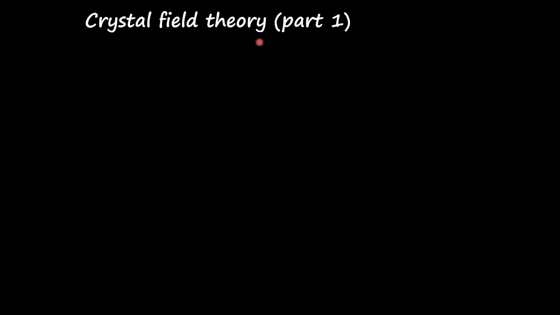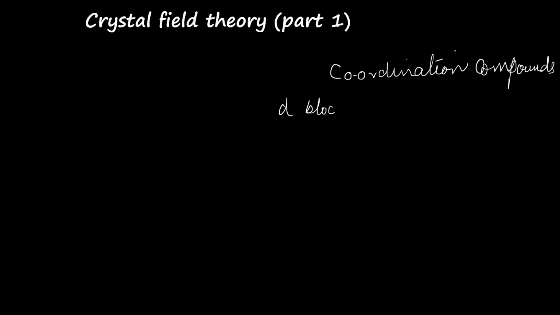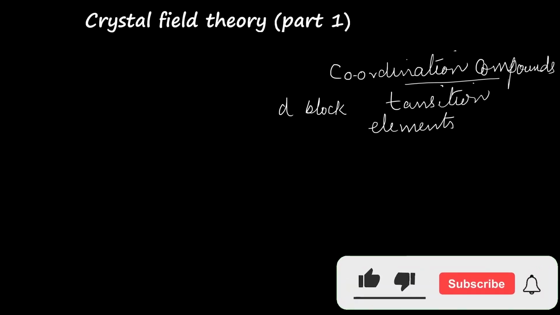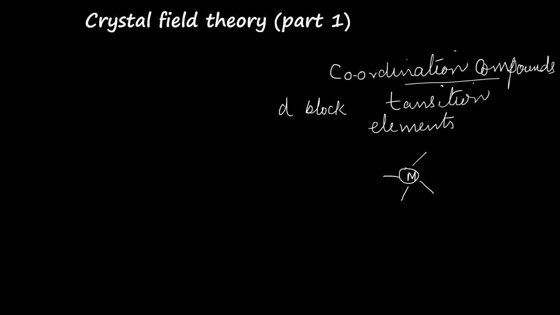Crystal field theory is a theory put forward to explain bonding in coordination compounds. The D block elements, which are called transition elements, form coordination complexes. You already know coordination compounds, which are normally called complexes, have one central metal atom belonging to the D block and a few groups or ions attached to it, which are called ligands.